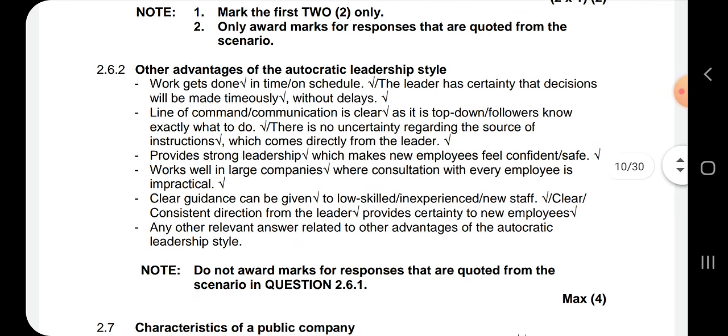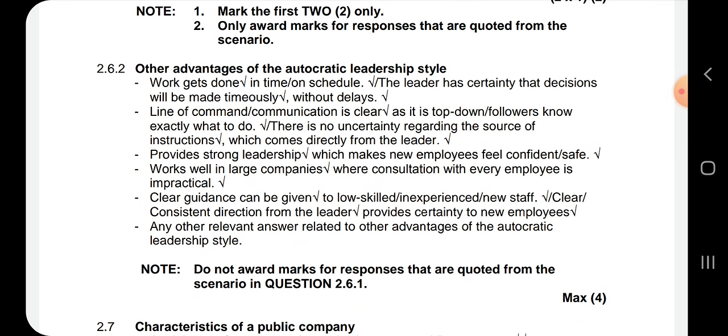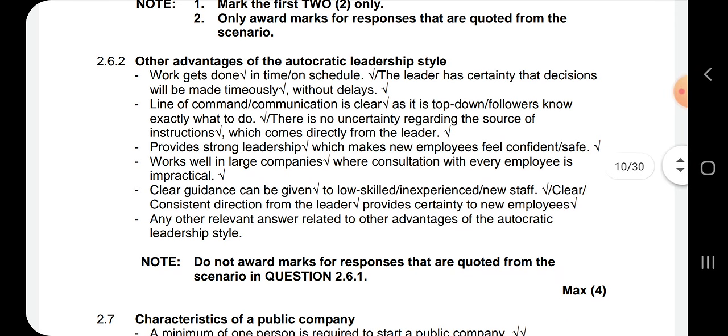Other advantages of the autocratic leadership style are that work gets done in time, on schedule. The leader has certainty that decisions will be made without delays. Line of command communication is clear as it is top down. Followers know exactly what to do. There is no uncertainty regarding the source of instruction, which comes directly from the leader.